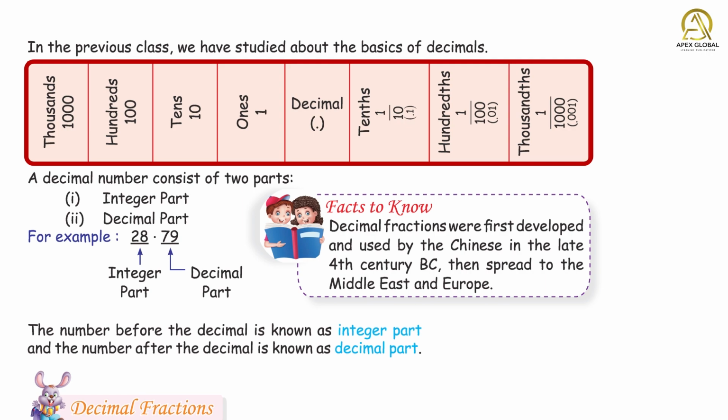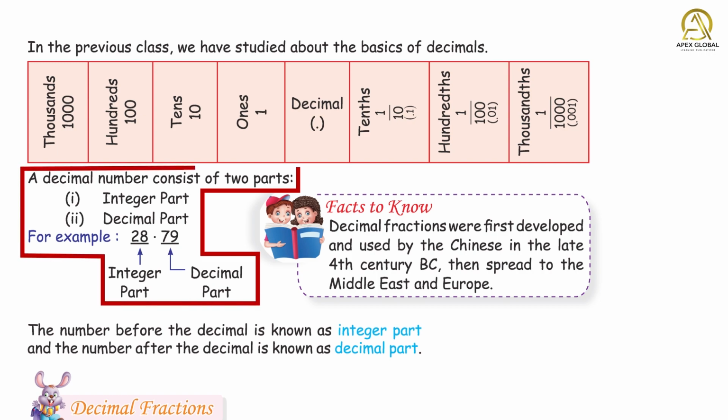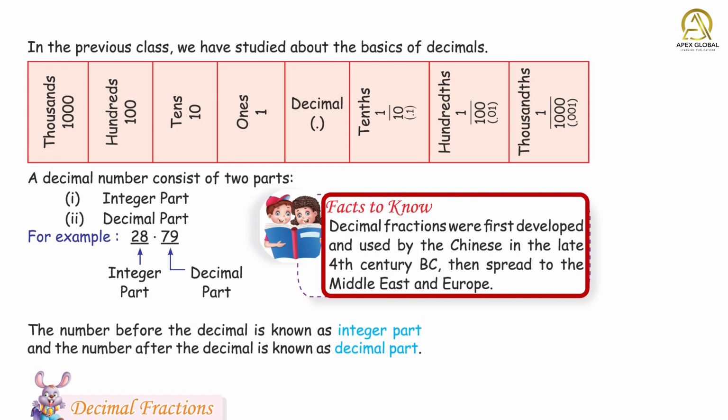A decimal number consists of two parts: the integer part and the decimal part. For example, in 28.79, 28 is the integer part and 0.79 is the decimal part. The number before the decimal point is known as the integer part and the number after the decimal point is known as the decimal part. Facts to know: decimal fractions were first developed and used by the Chinese in the late 4th century BC, then spread to the Middle East and Europe.